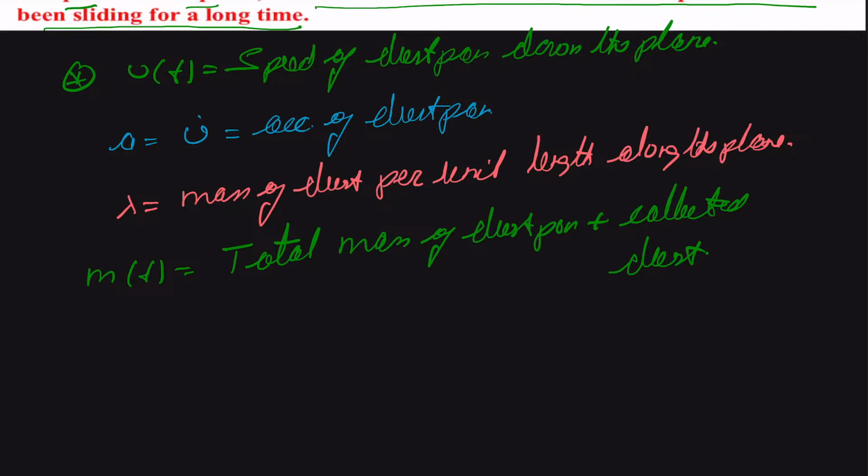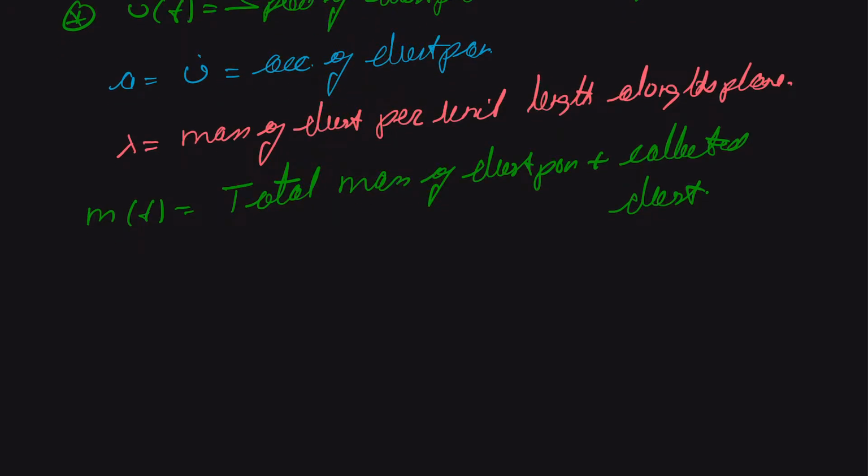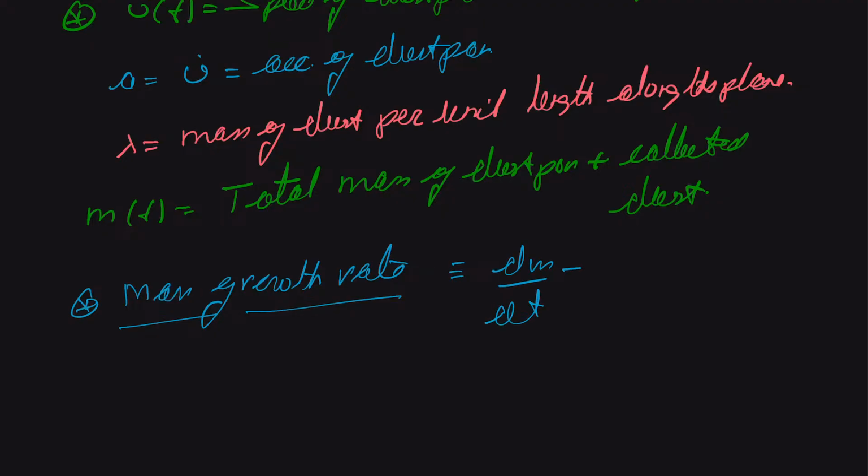Okay, so first of all, let's find out what the mass growth rate will be. Mass growth rate means as we accumulate more and more dust, its mass is going to increase. We know that the pen is moving with velocity v, therefore we can write that our dm upon dt will be equal to lambda times v.